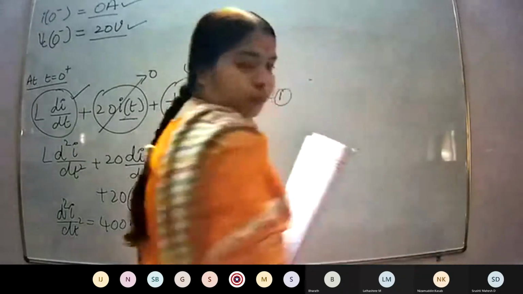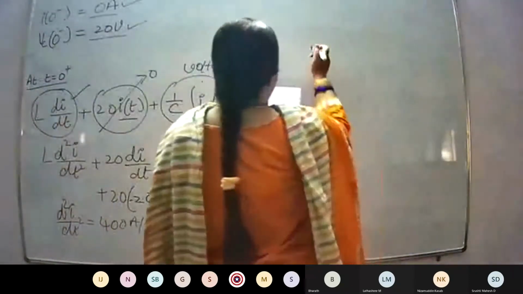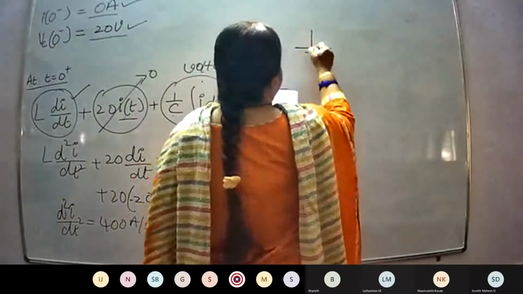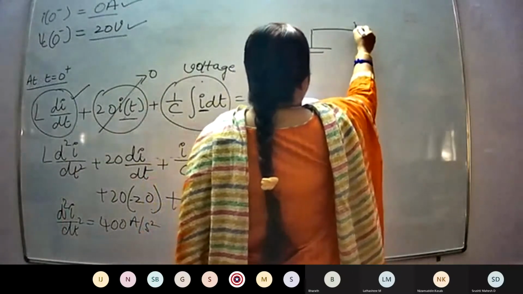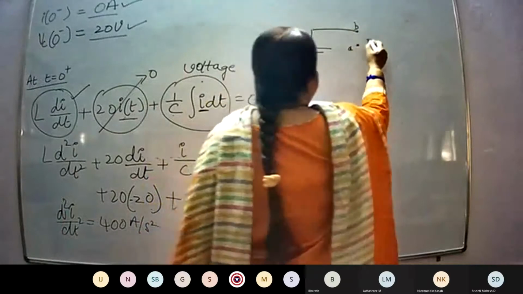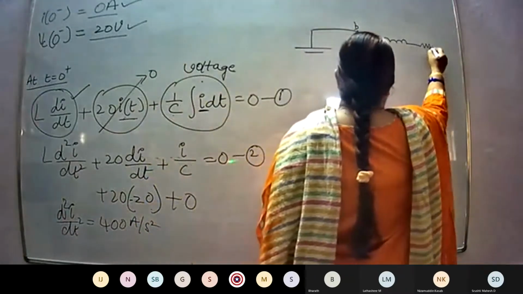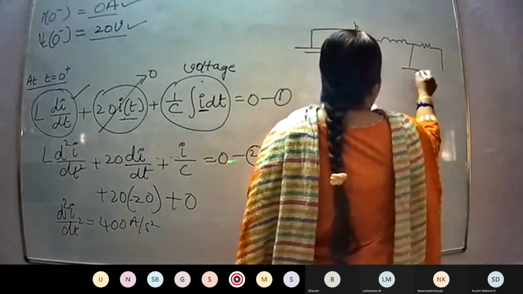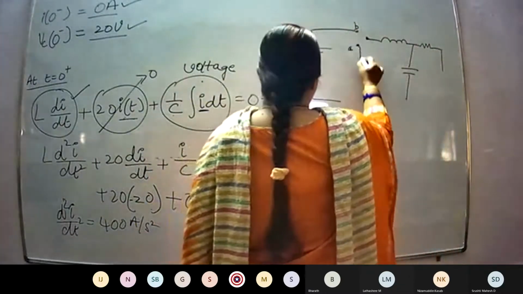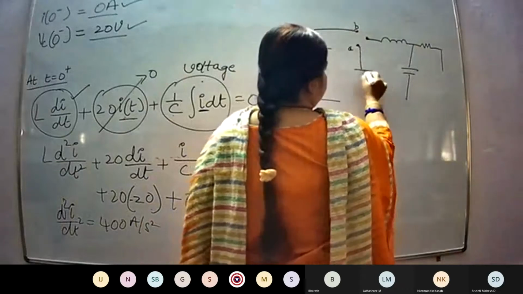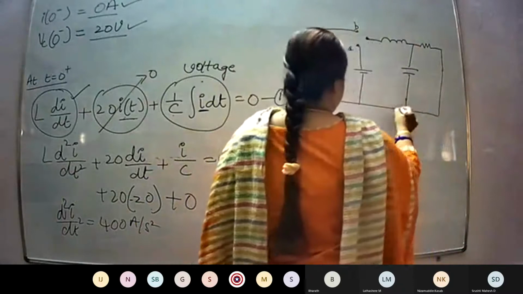Here we will take some 2 loops. Okay, 2 loops will be taken and the network will be shown here. So here we have a source, and again we have the switch B and A. Fine. We have an inductor, we have resistor and a capacitor. At point A also there is one source. So two sources are there.